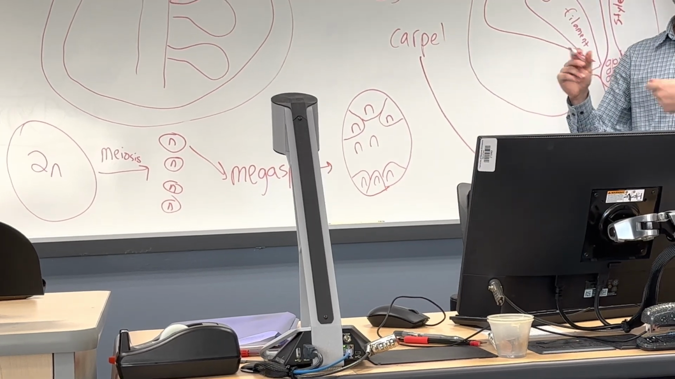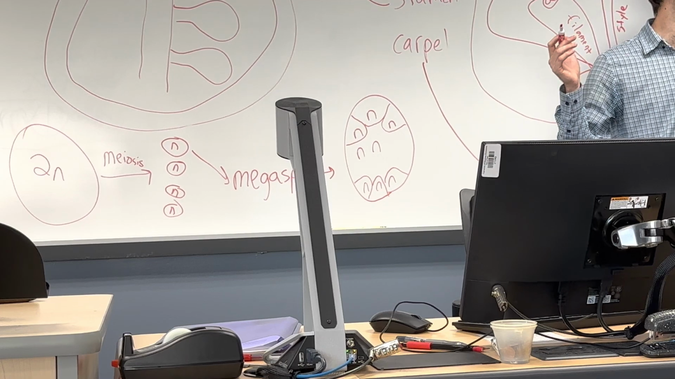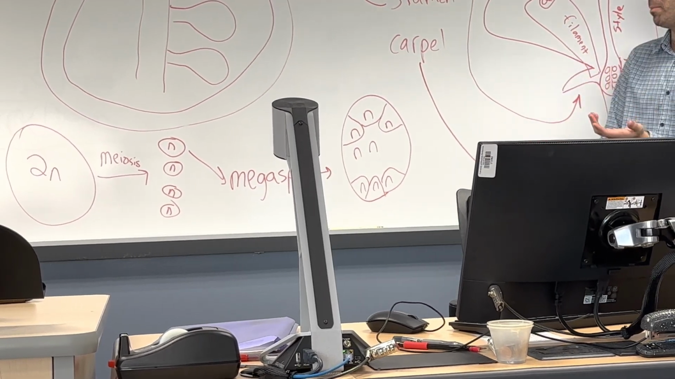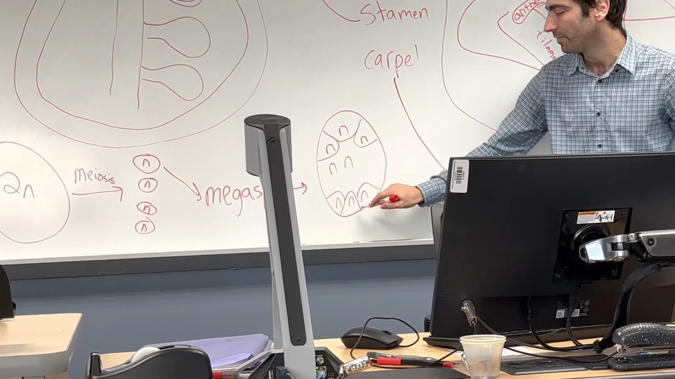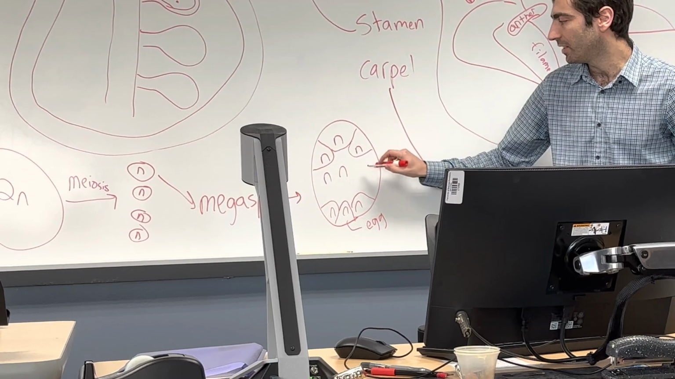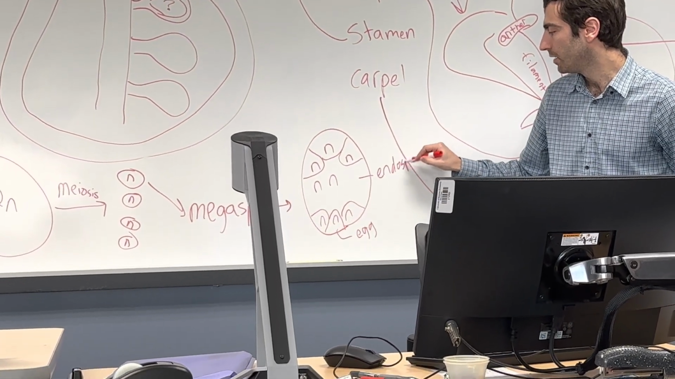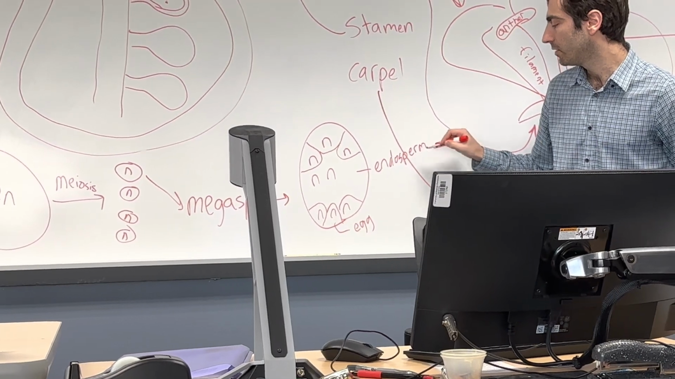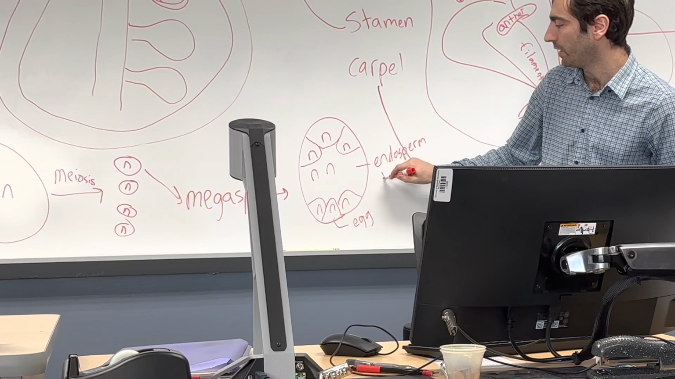This is a megagametophyte, so something has to become a female gamete. Something has to become the egg, and that's this middle one right here at the bottom. This is eventually going to become an egg. This will become endosperm, but something needs to happen before it becomes endosperm, so it's endosperm to be.